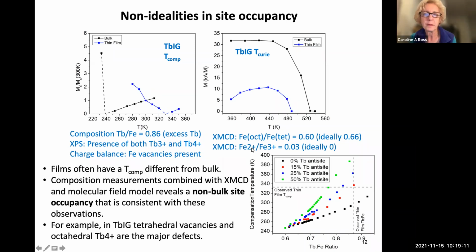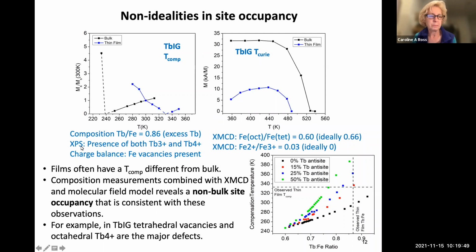But instead, when we made our thin films, we found that the compensation temperature was too high. It was actually above room temperature, and the Curie temperature was too low. It was down around 485 Kelvin. So what's going on here was the big outstanding mystery. And we spent a lot of time analyzing this, and we found that these materials, first of all, have some excess terbium. That ratio, terbium to iron, should be 3 to 5. And it's actually 0.86 in these materials.